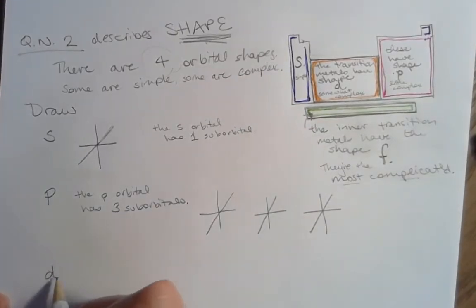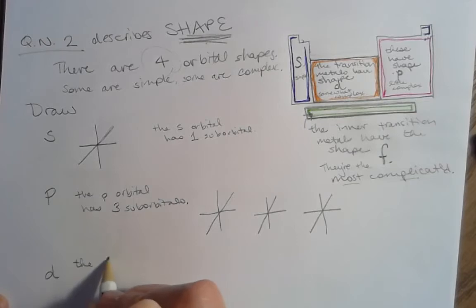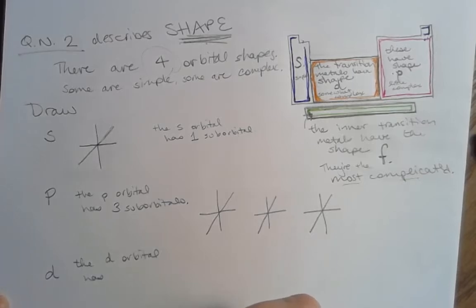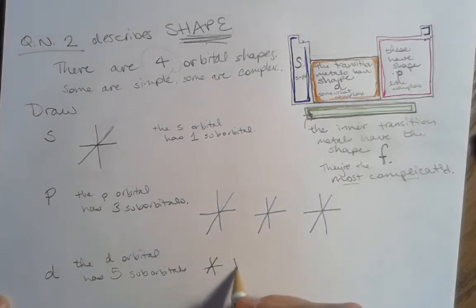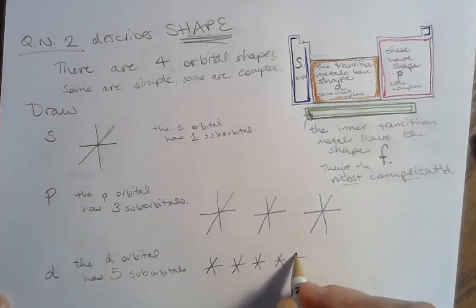The D orbital has 1, 3, 5 suborbitals. 1, 2, 3, 4, 5.